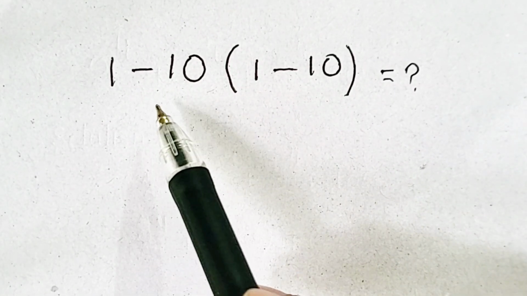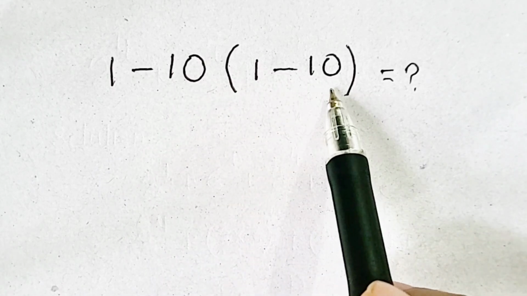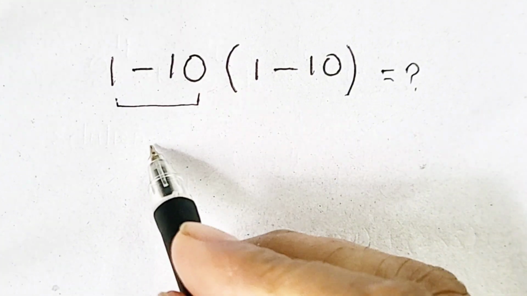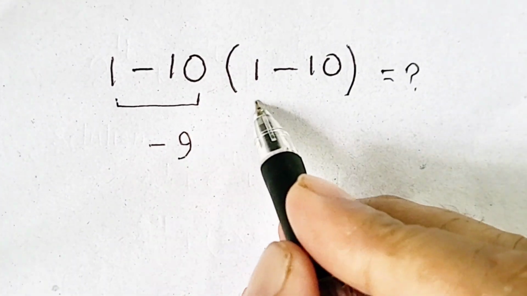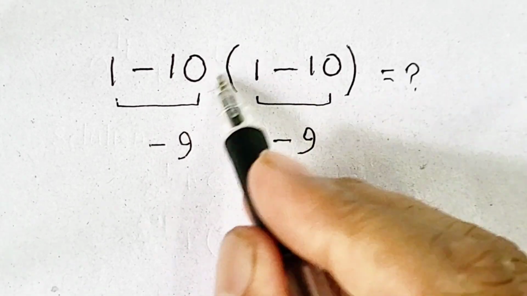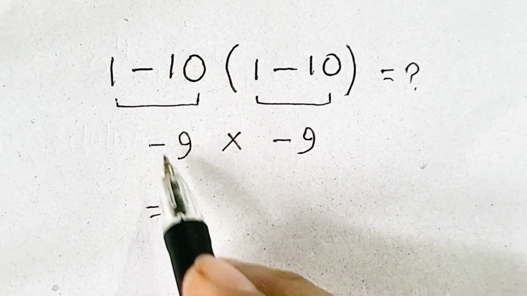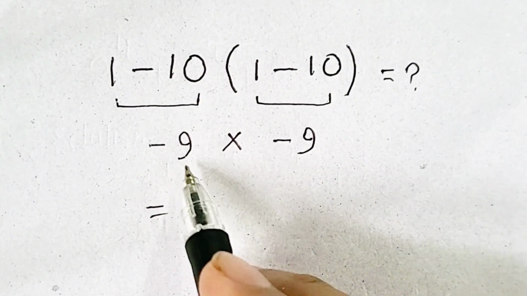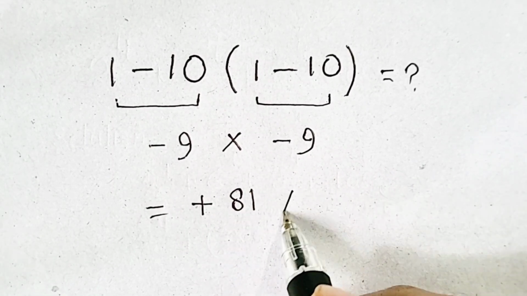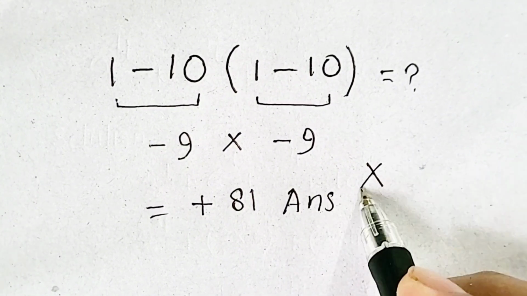In this video, I will present a solution of 1 minus 10 times 1 minus 10. Generally, people do 1 minus 10 is equal to minus 9, and 1 minus 10 is equal to minus 9. Here there is no sign, so we will put a multiplication sign, and minus times minus will become plus, and 9 times 9 will be equal to 81. 81 will be their answer, but it is wrong.